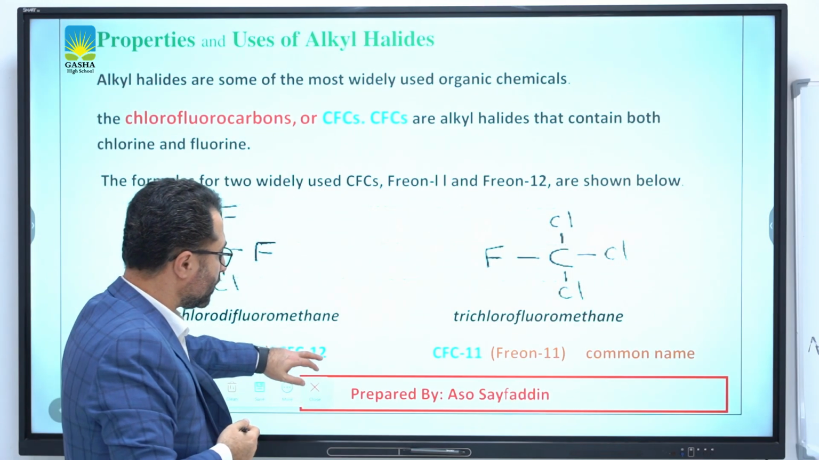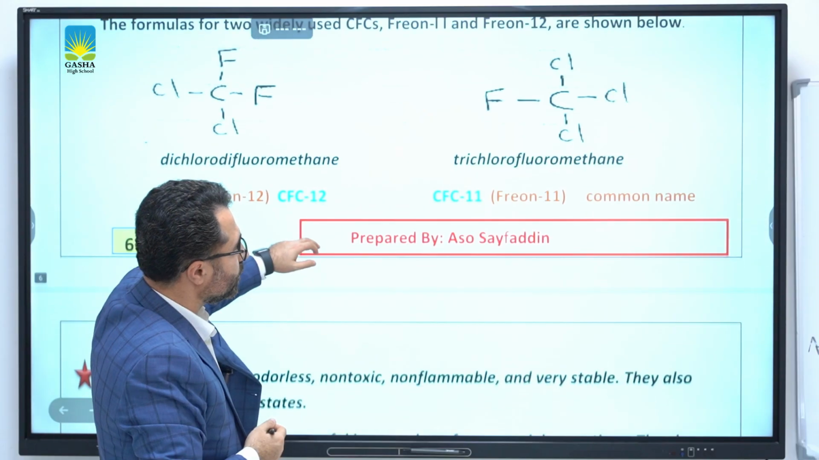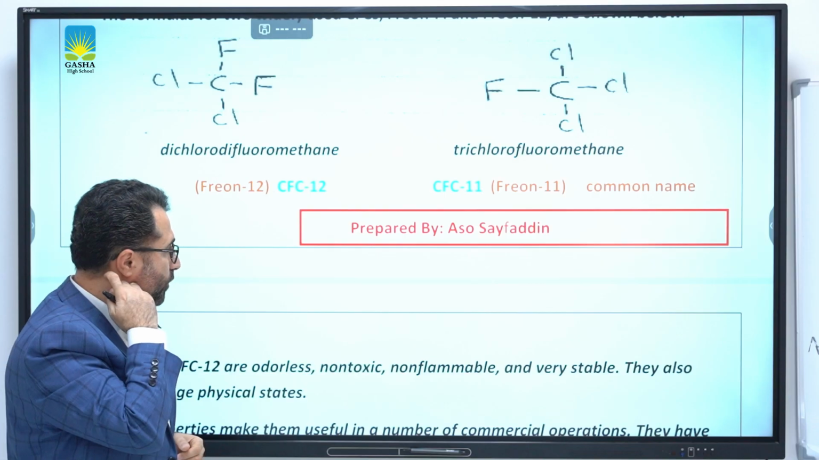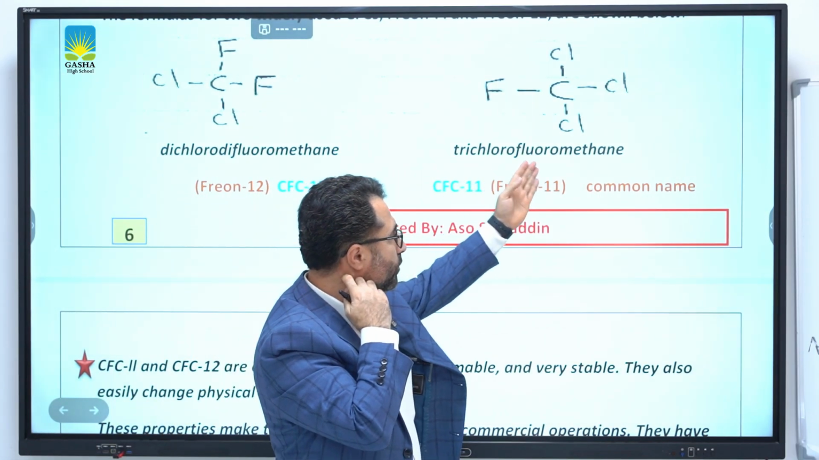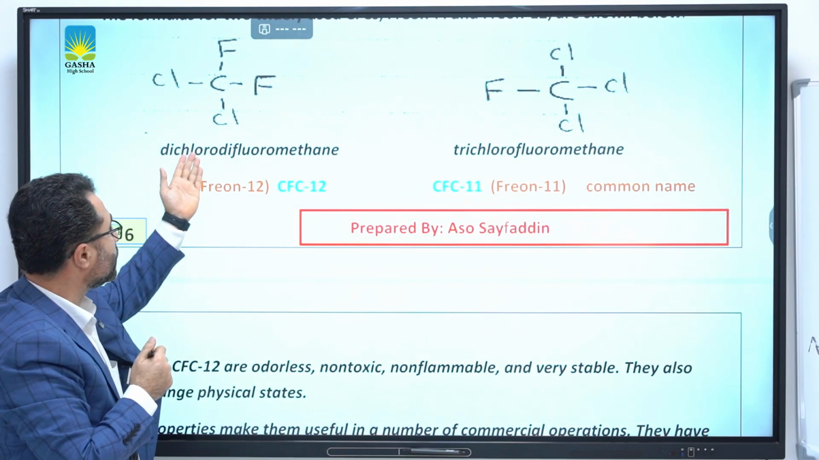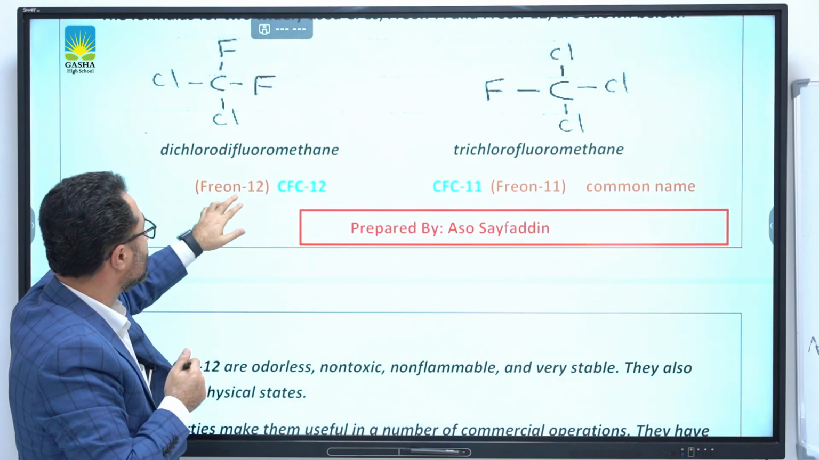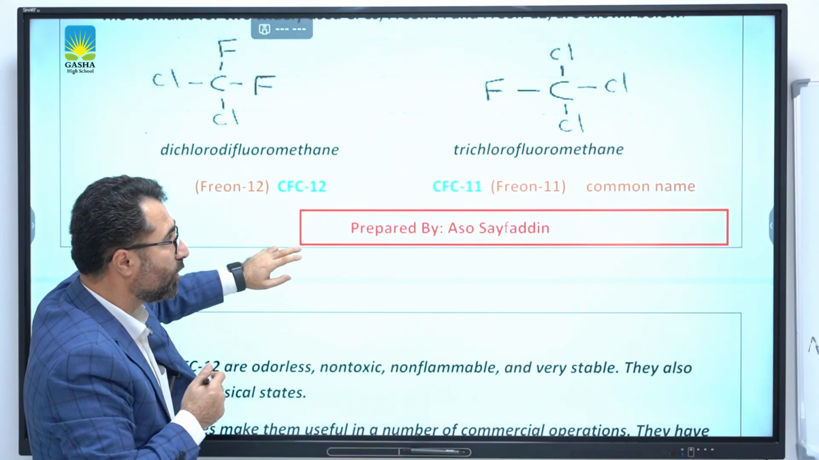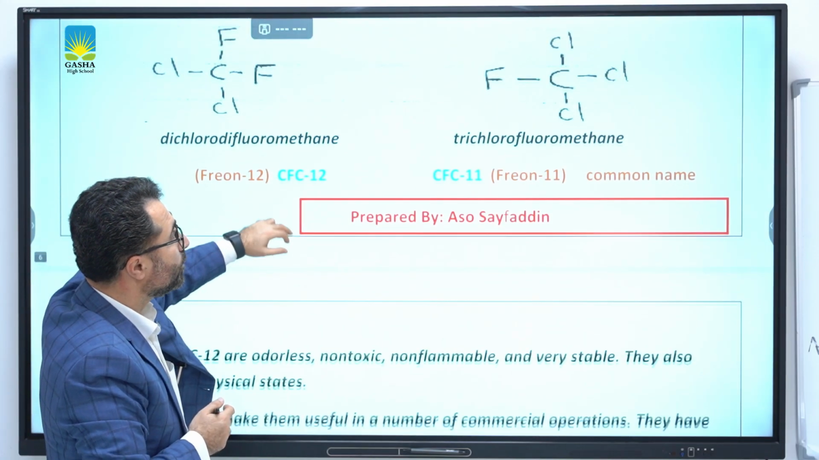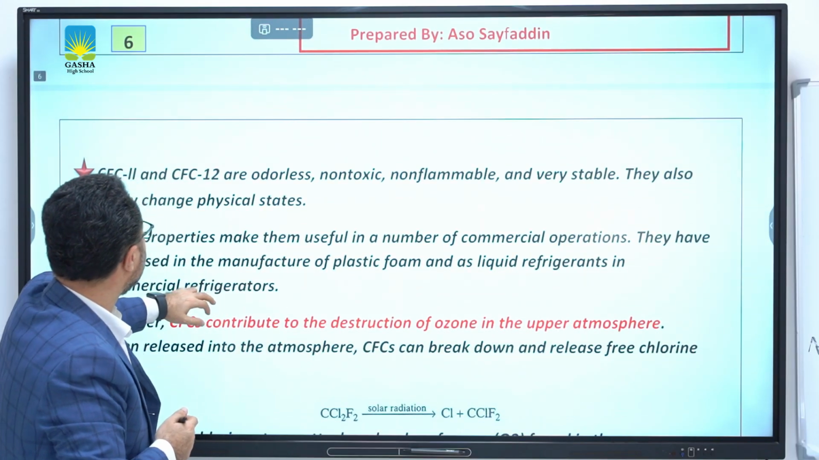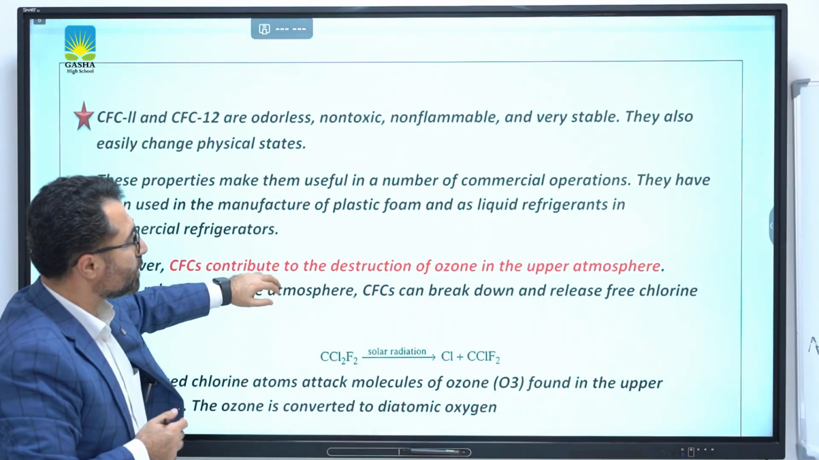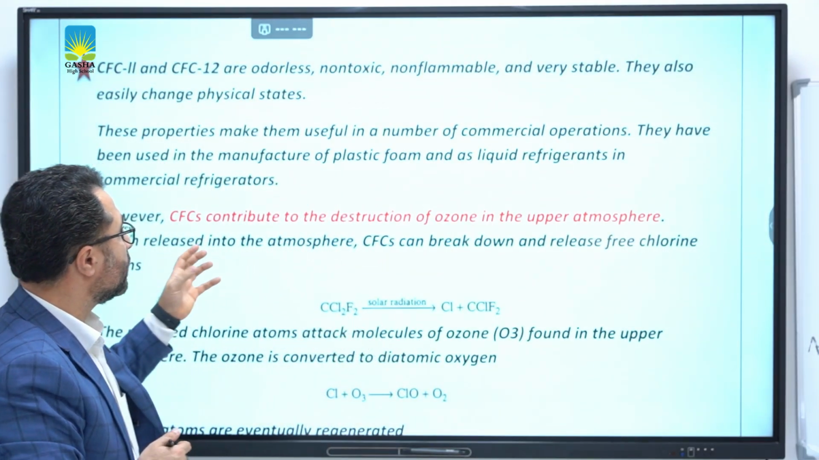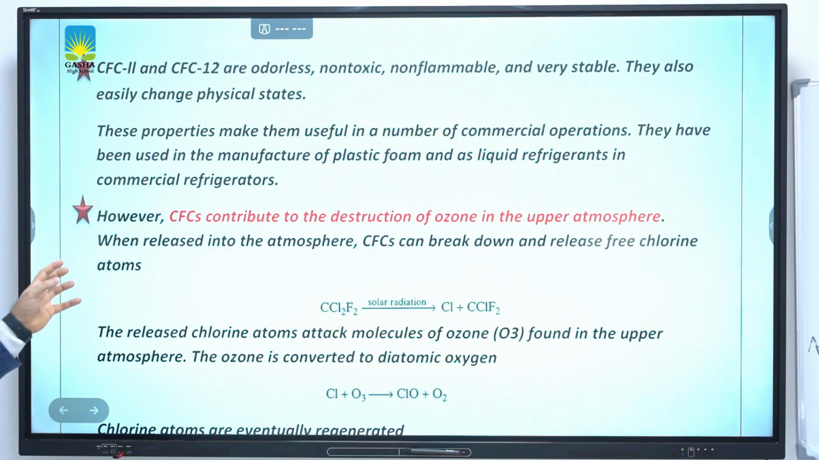Both Freon 11 and 12, or we can say CFC 11 and 12, or trichlorofluoromethane and difluoromethane. The common name is Freon for 11 and 12, and the shortcut is CFC 11 and 12. Both CFC 11 and 12 are odorless, non-toxic, non-flammable, and very stable, and they can easily change from one state to another.